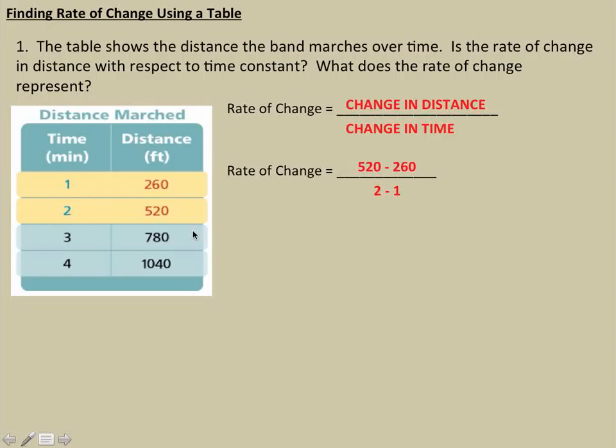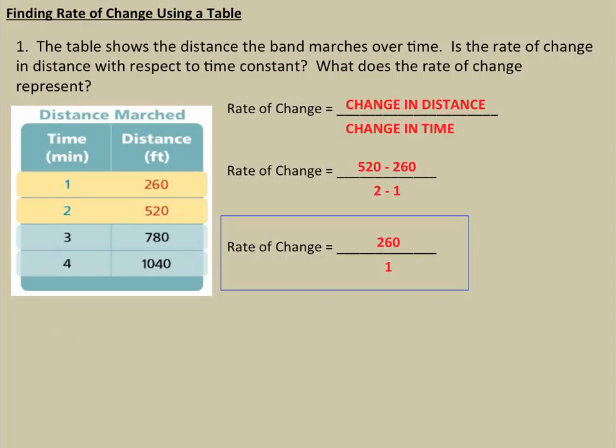All right. You could do it the other way and you'd wind up with two negative numbers. When you divide, you still get a positive. But normally we try to go bigger minus smaller just to make things easier. 520 minus 260 is 260 over 1.